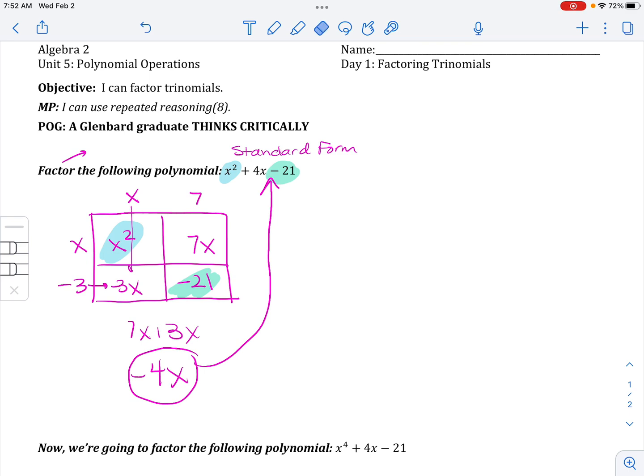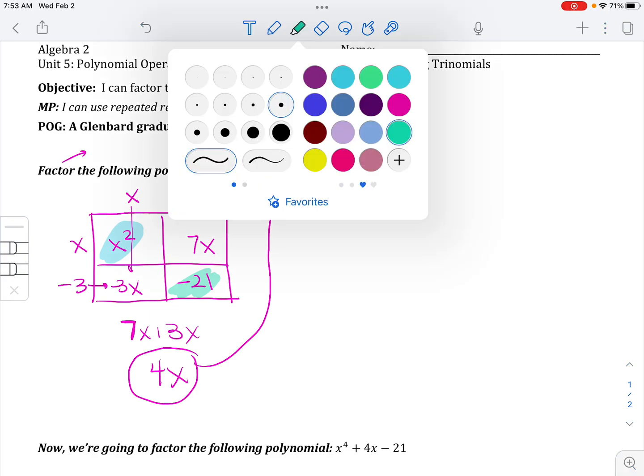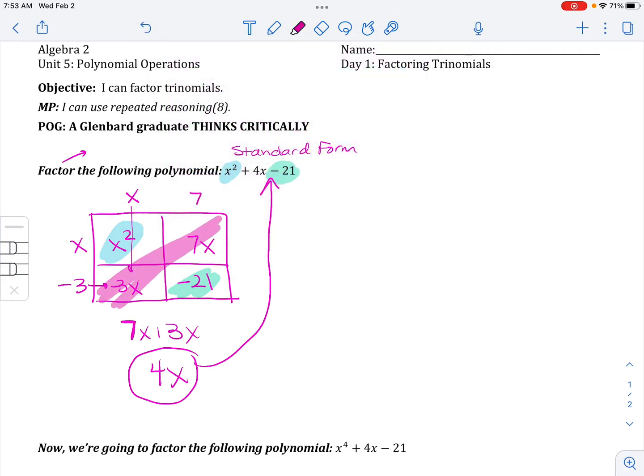And now if we put those together, 7x with a minus 3x, well, 7x minus 3x does give me that 4x that I'm looking for in the middle. So yay, I nailed it.